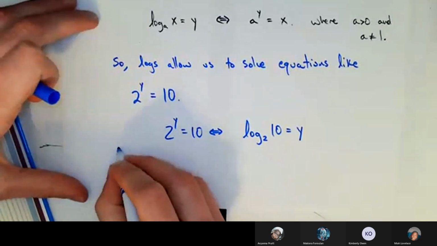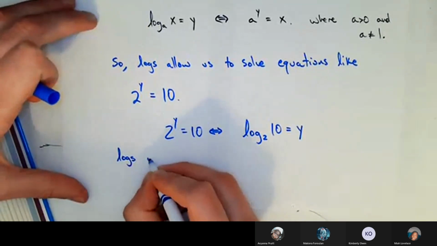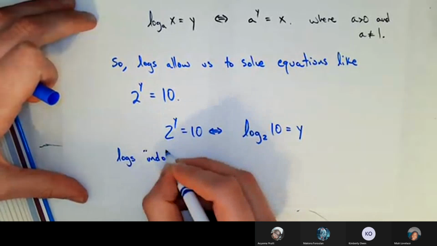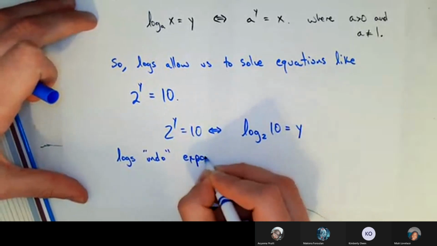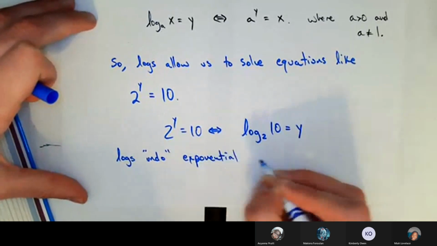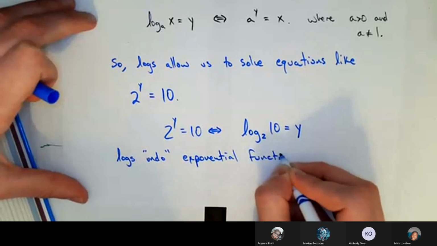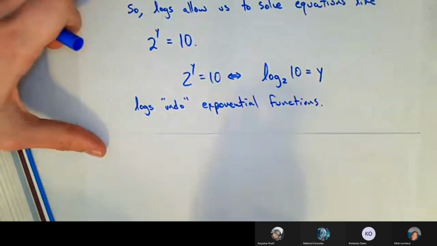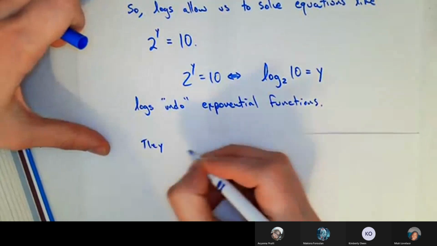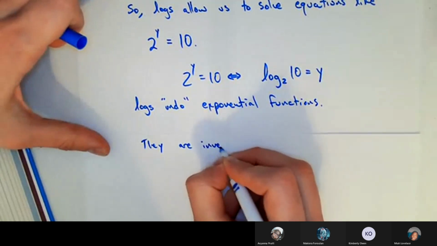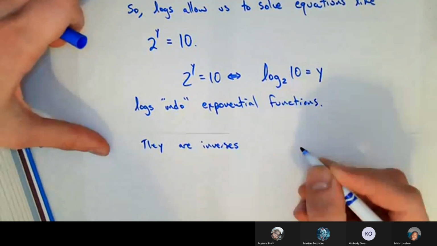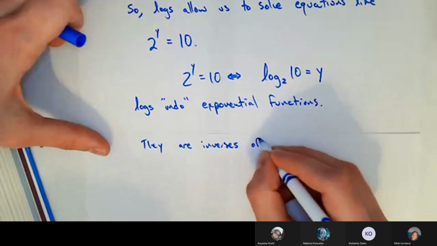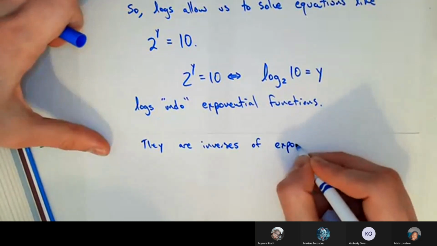That's another way to say it here. Logarithms undo exponential functions. In particular, they are the inverse functions. They are the inverse functions of exponential functions.